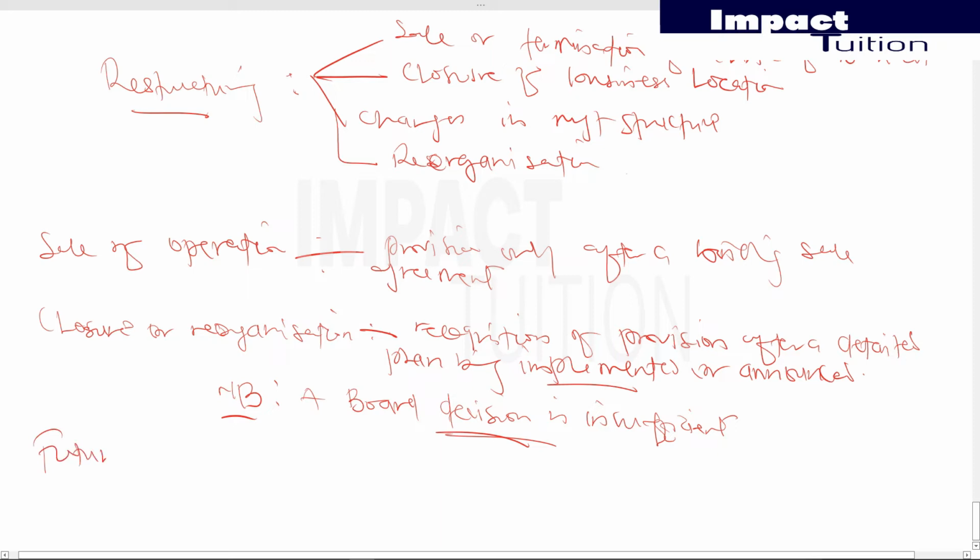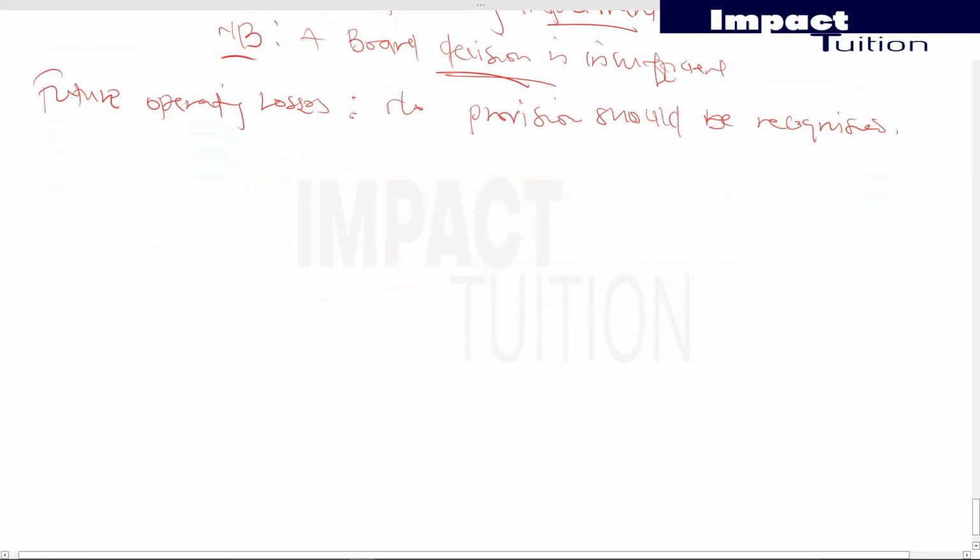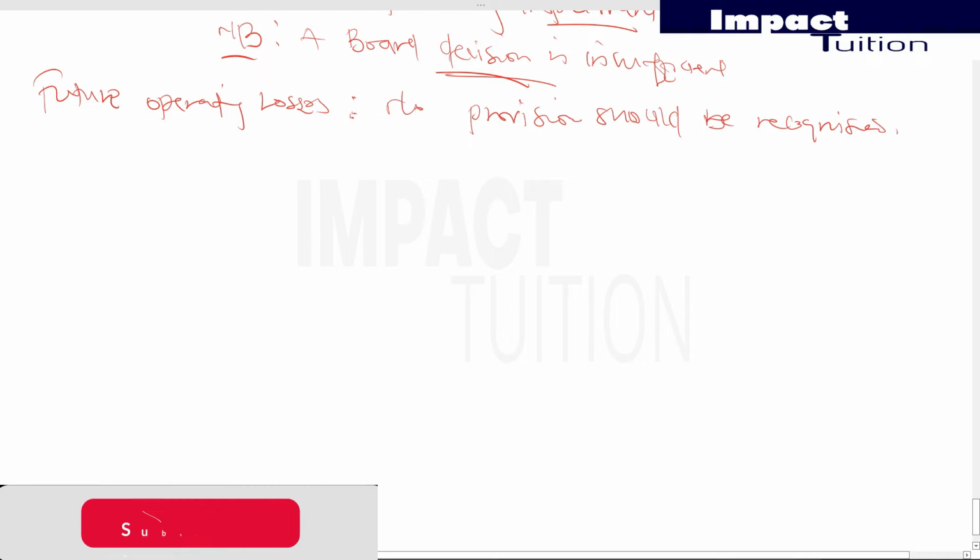Now, future operating losses. Future operating losses are not recognized. Provisions are not recognized for future operating losses. So no provision should be recognized. You see how the discussion is going. For future operating losses, no provision should be recognized.